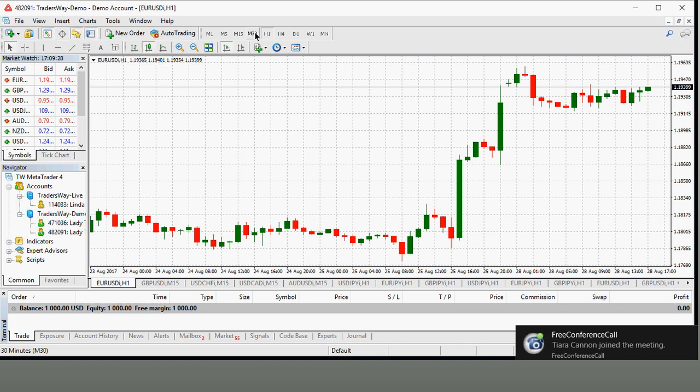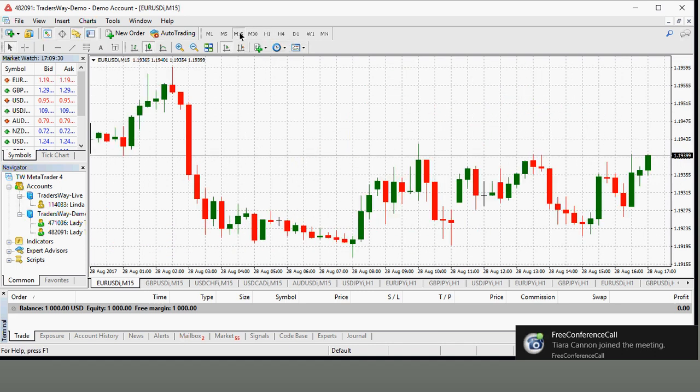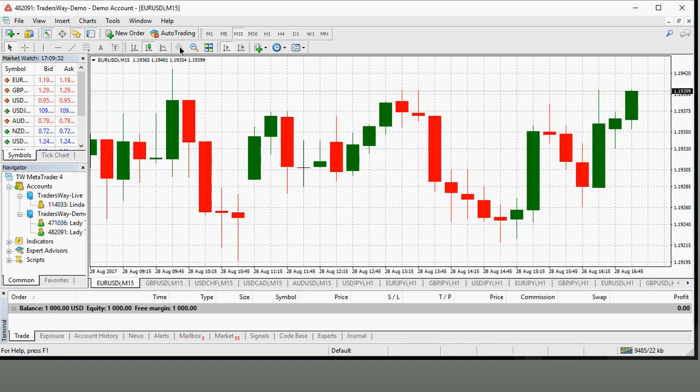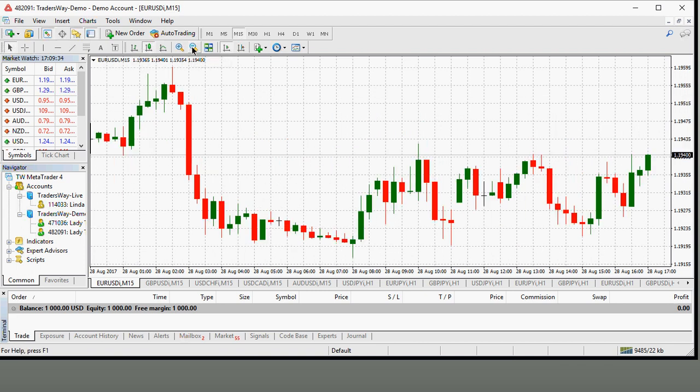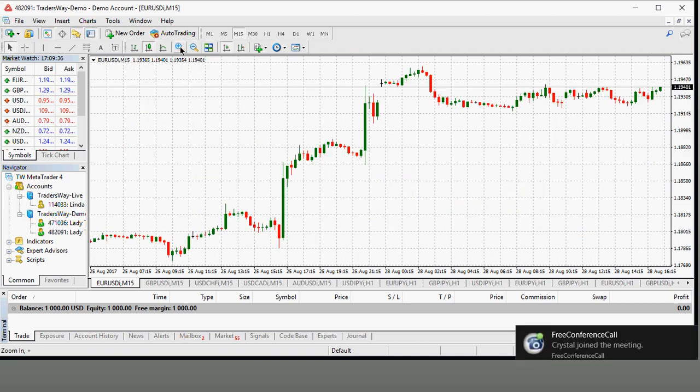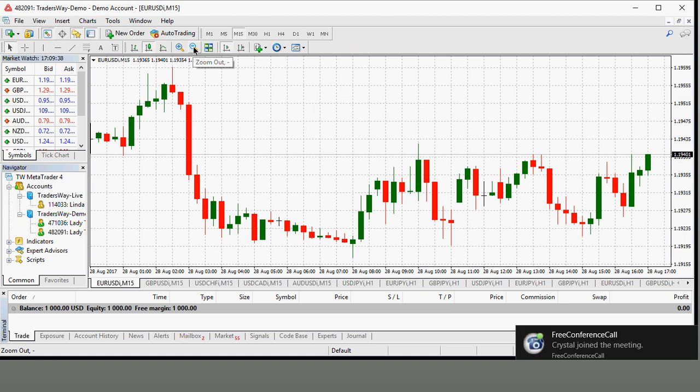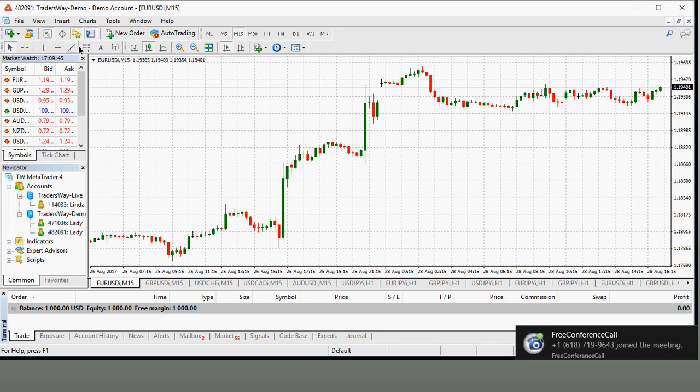So definitely become familiar with that as far as your time frames go. Minimizing and maximizing your charts, that is your plus sign and your minus sign with your magnifying glasses. That is going to be very important.